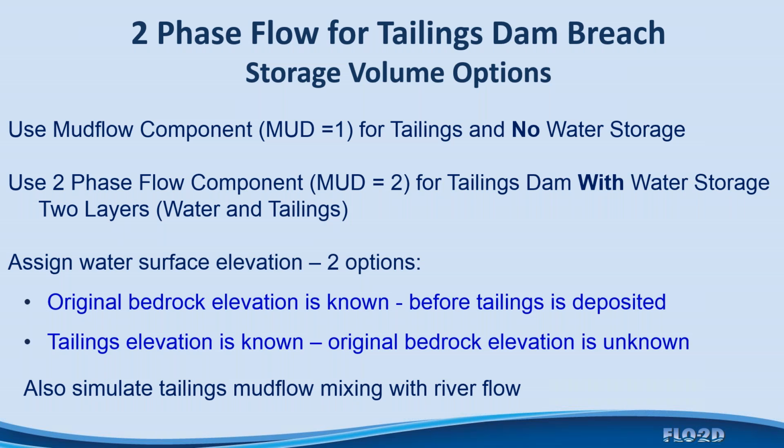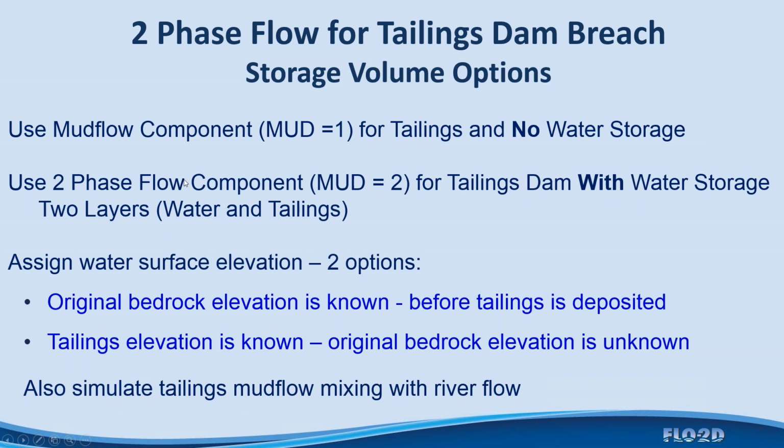Now, for a tailings dam breach, there's a couple of different approaches here. First of all, you can do the tailings dam with just the mud flow component by itself, in which case you're not going to do any breach of the dam itself. Maybe you'll use the tailings dam tool to estimate the hydrograph out of the tailings dam breach, use just mud equal to 1, and for the tailings breach discharge out of the dam, and there's no water storage.